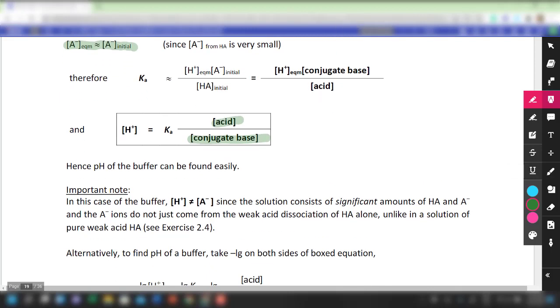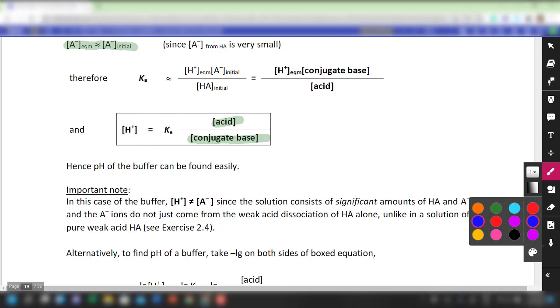So therefore we are really looking at the ratio of the acid and the conjugate base for an acidic buffer. I hope you are able to understand why H plus is not the same as A minus. If you are in doubt, again, please refer to the earlier portion of the video, or check your understanding of chemical equilibrium from the earlier topic.